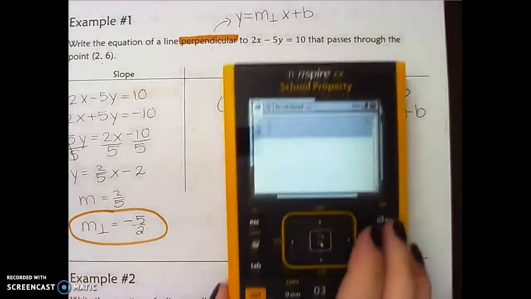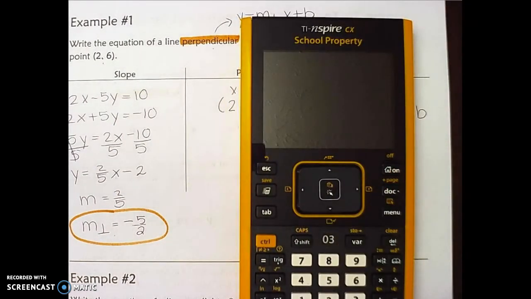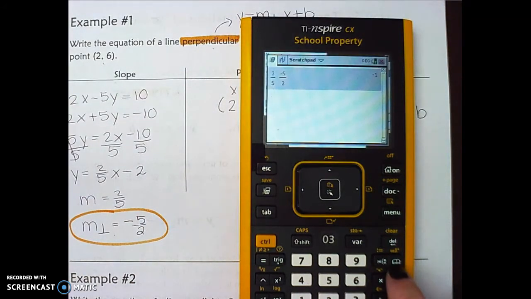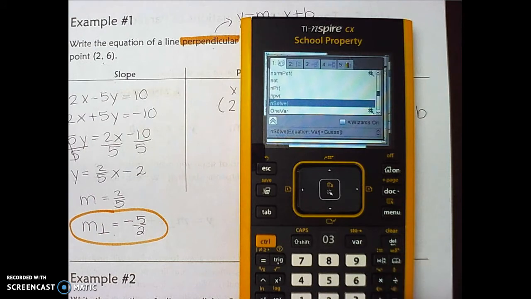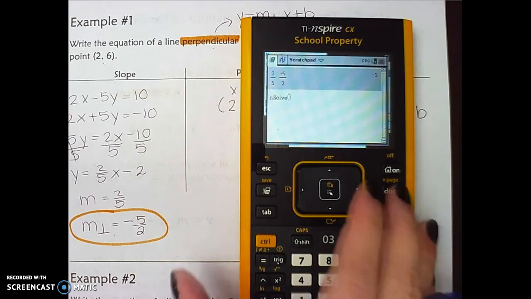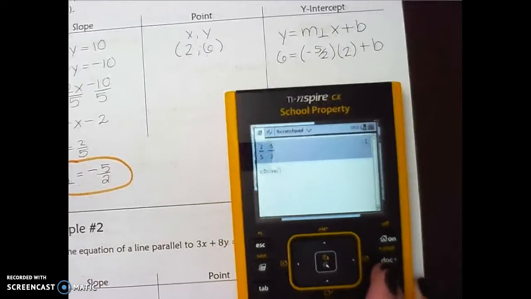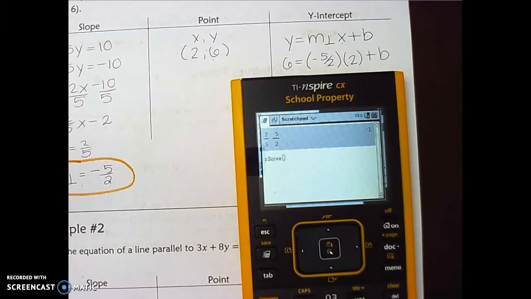So remember, to get to nsolve, you can go to the catalog button, which is the one that looks like a book right here above my finger. So I'm going to click on that. nsolve is highlighted already, so I'm going to hit enter.